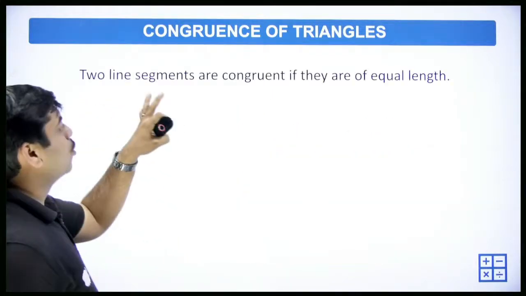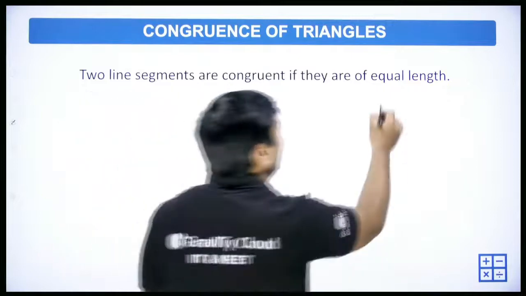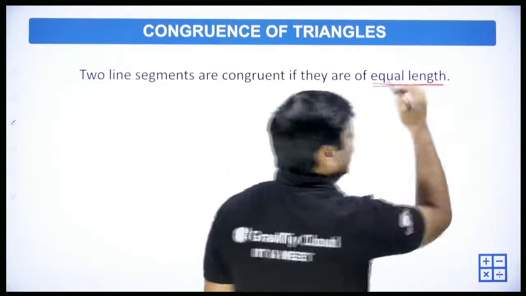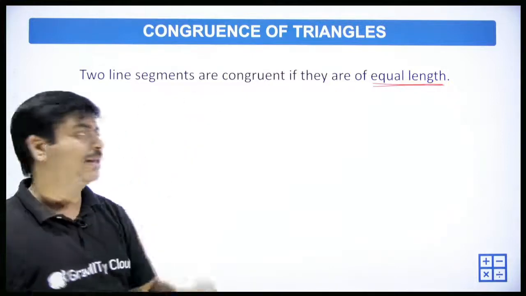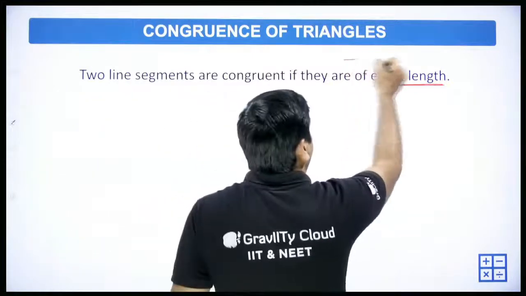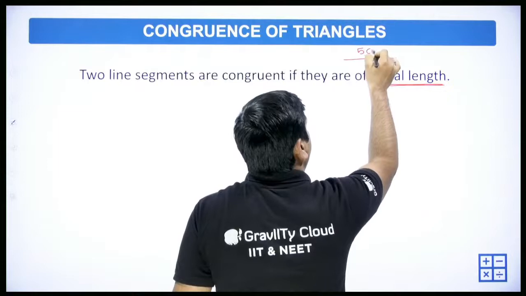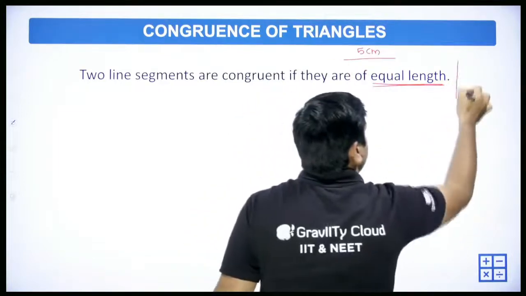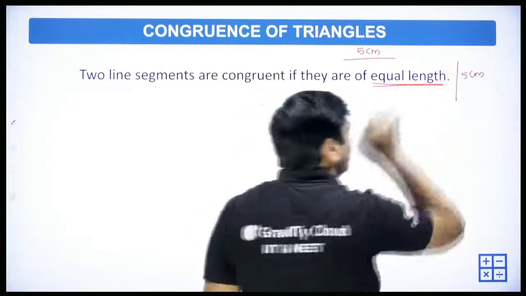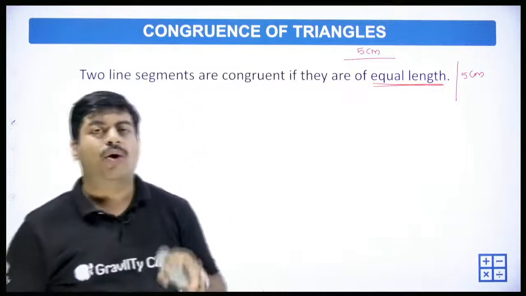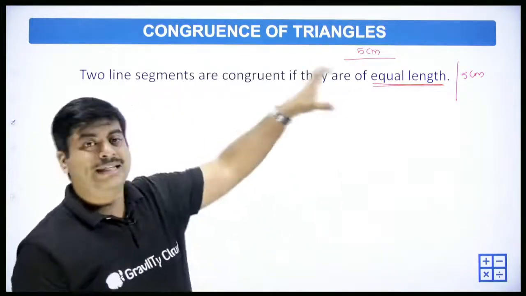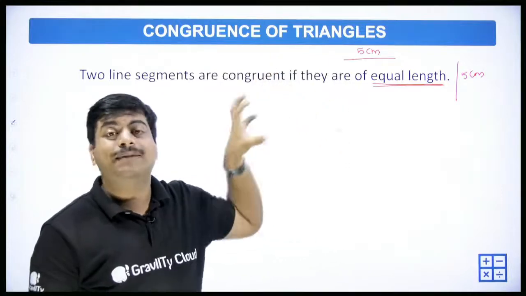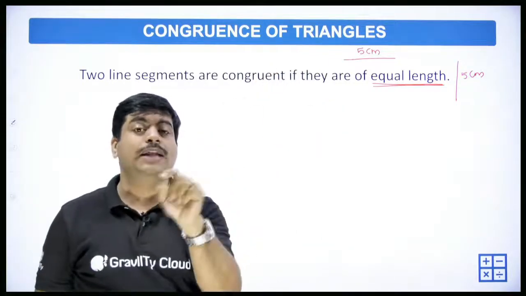Two line segments are congruent if they are of equal length. Let's say I have a 5 centimeter line here and a 5 centimeter line here. So now my question is, are these two congruent? And we say yes. Why? They're having the same shape and same size irrespective of their position.